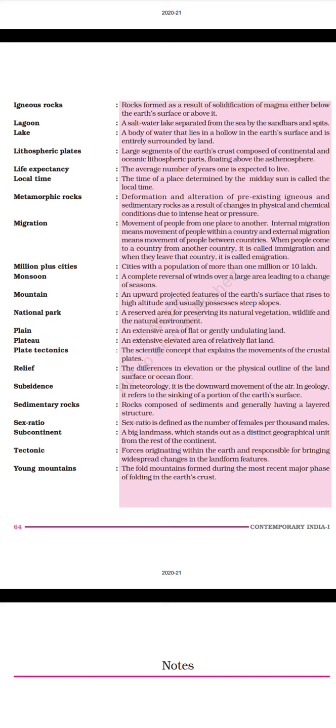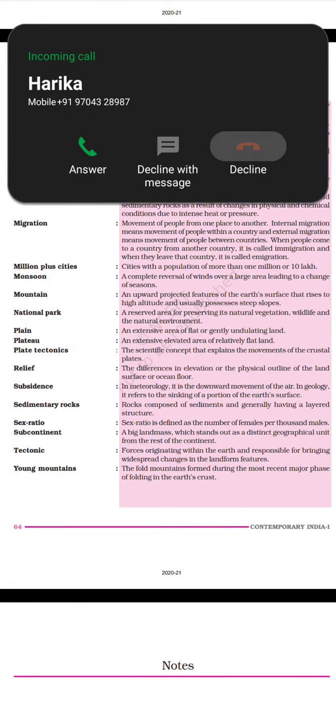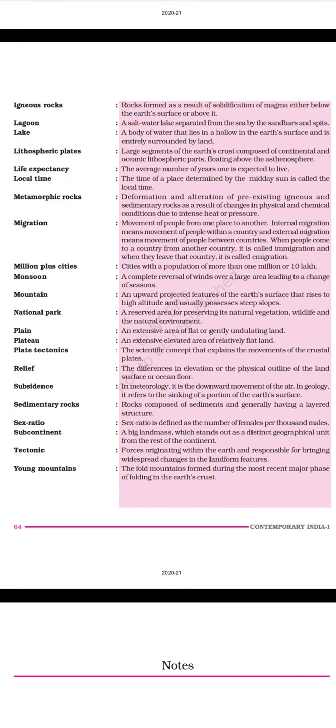Subsidence, in meteorology, it is the downward movement of the air. In geology, it refers to the sinking of a portion of the earth's surface. Sedimentary rocks, rocks composed of sediments and generally having a layered structure. Sex ratio. Sex ratio is defined as the number of females per thousand males.